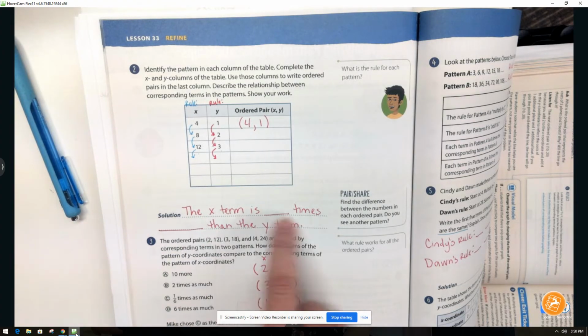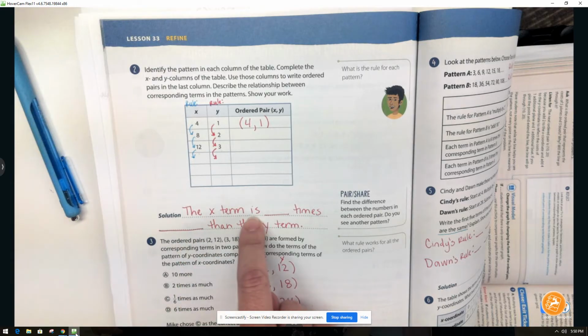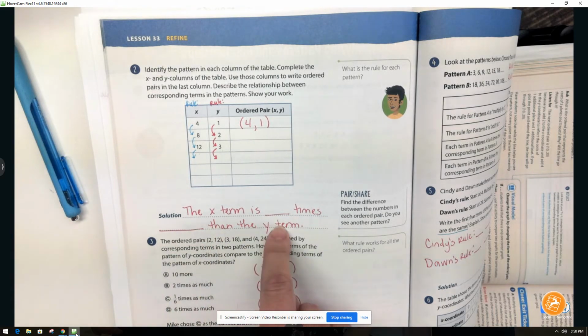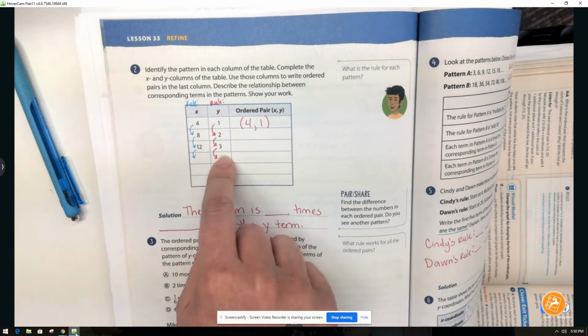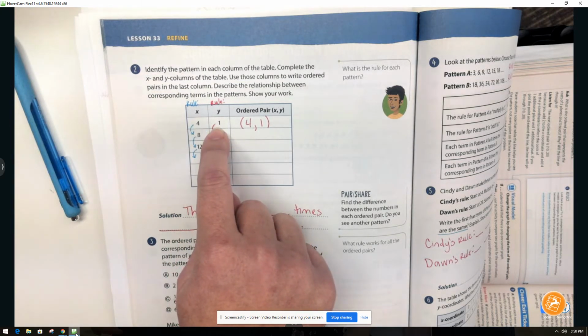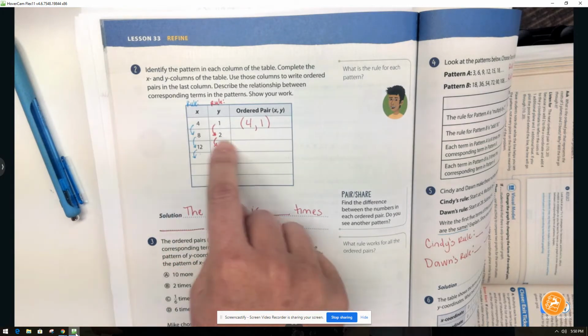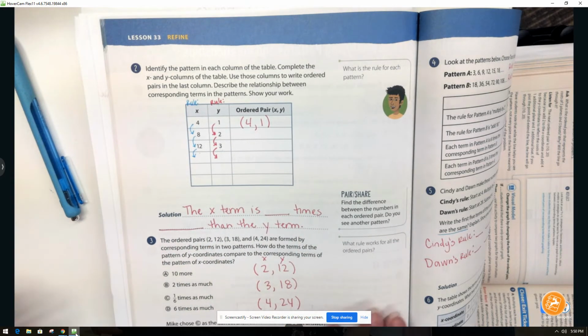And then I want you to fill in this sentence frame. The X term, that means the blue term, is blank times blank, then the Y term. So what do you notice when you look at the X versus the Y, the 8 versus the 2, 12 versus the 3? What do you notice?